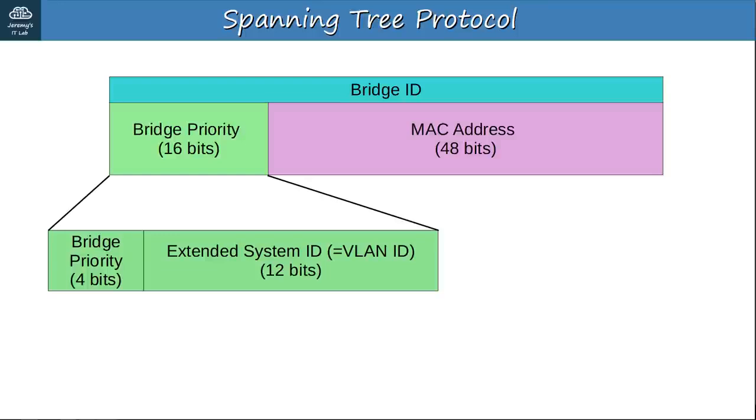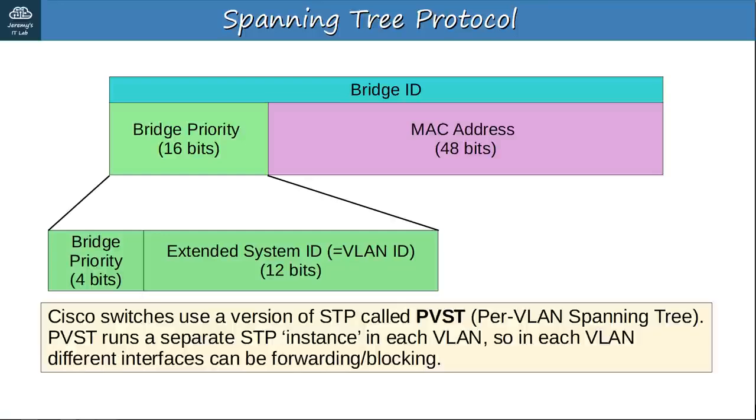Why include a VLAN ID in the bridge priority? Well, Cisco switches use a version of STP called PVST, which stands for Per VLAN Spanning Tree. PVST runs a separate STP instance in each VLAN. So in each VLAN, different interfaces can be forwarding or blocking. One interface could be forwarding in VLAN 1, but blocking in VLAN 2, for example. By adding the VLAN ID into the bridge priority, the switch will have a different bridge ID in each VLAN.